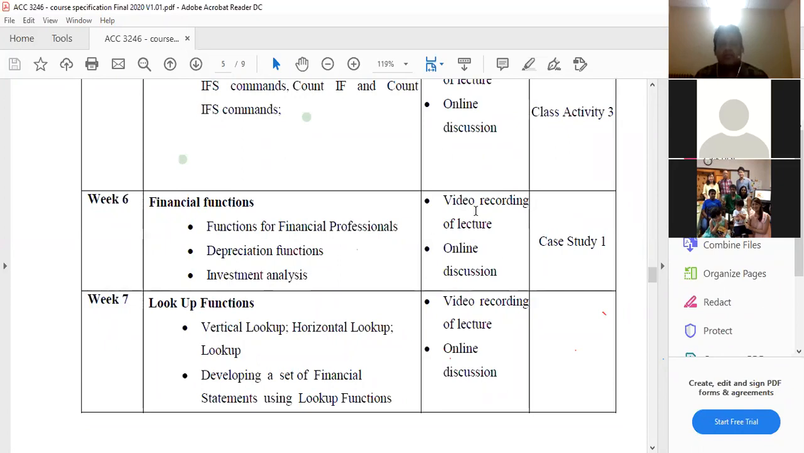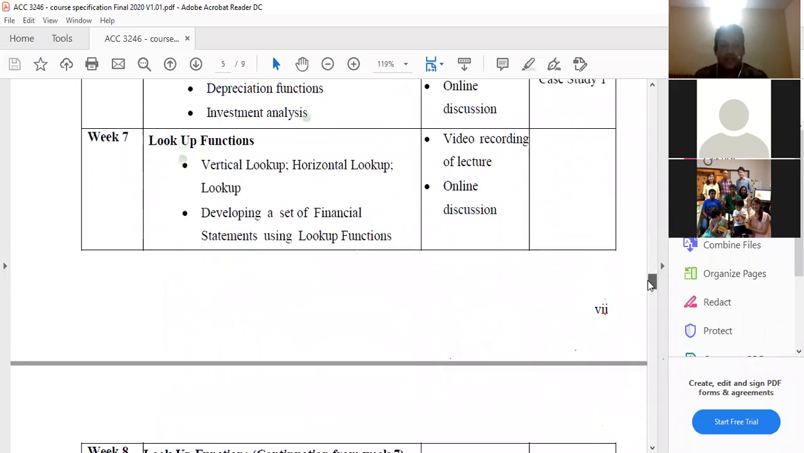Again, the same method goes on. The video recording would be there. Online discussion for week 5 is there. Then we are moving to week 7. Again, another important tool that you are going to learn: the different lookup functions. As far as lookup functions are concerned, it's a particular tool that would help to extract information from a large scale database.